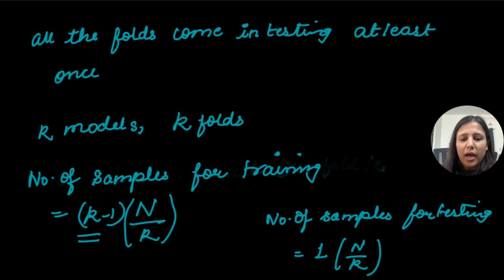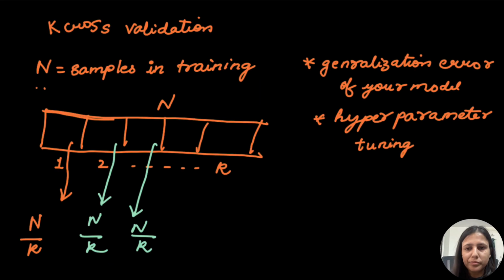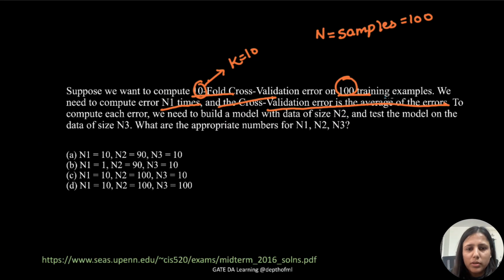Having done this, let's come back to the question and see if we can answer it now. Let me read the question again. They are saying that suppose we want to compute 10-fold cross validation, so k is 10, and we have 100 training samples, so our n is 100. We need to compute the error n1 times. So what is n1?